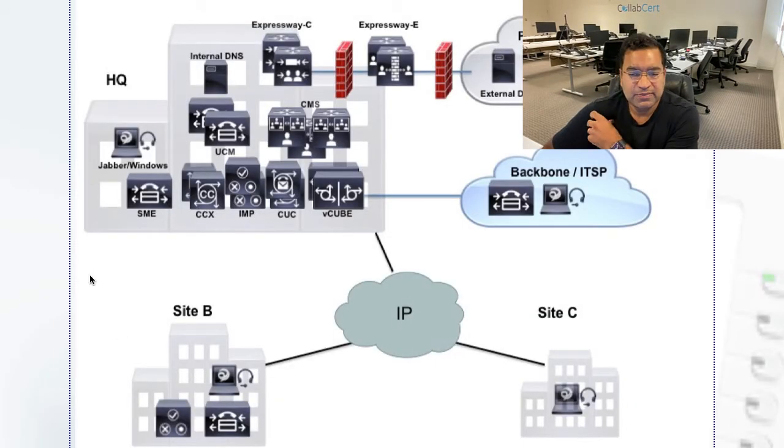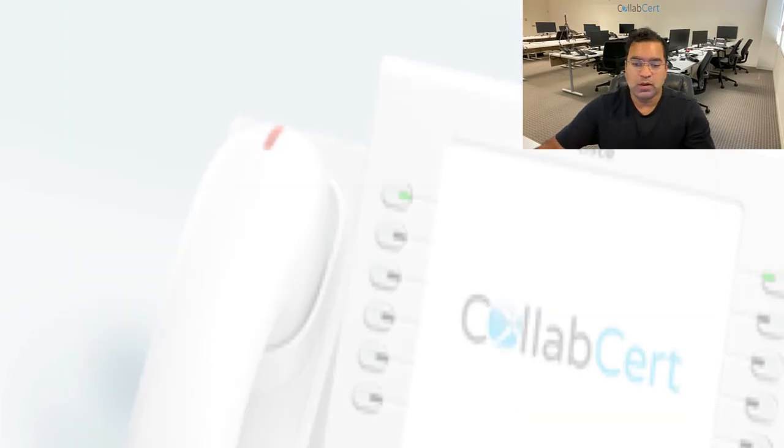So here is the updated and possibly final topology that we're going to be using at Collab Cert. There are 5 sites, as there were in the previous version as well. And by far the most important and biggest site is the headquarters site. So let's start off with that. I'm going to do a little bit of scribbling around as well.